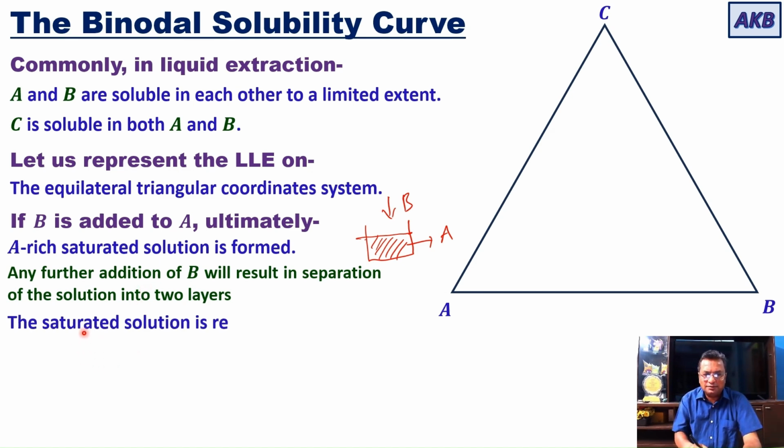Similarly, the saturated solution that is obtained, the A-rich saturated solution, you can represent on this equilateral triangular coordinates. In this case, it will be represented by point L. Now, point L is close to apex A, which indicates that at this point, the major component is A. That's why we are calling it the A-rich phase.